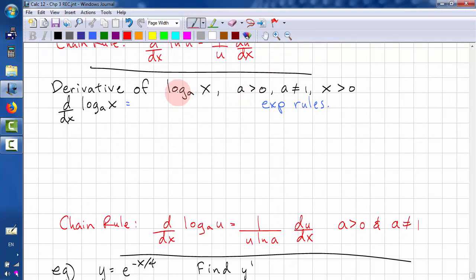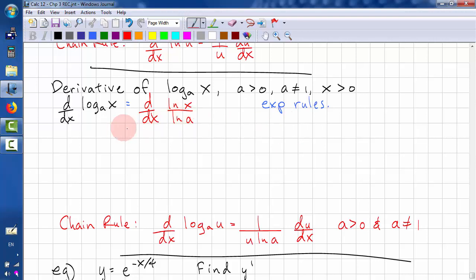And again, we're not always dealing with ln x. If we have to do the derivative of log a of x, first thing we have to do is do a conversion. So we do d dx of ln x over ln a. And we just use the log base conversion rules. We're changing from log base a to log base e.